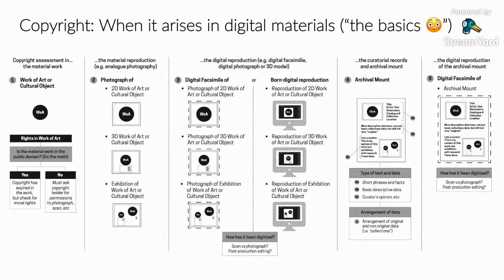So if we look at the right, these are mainly in reference to archival mounts and curatorial records. So in other words, the analog data around the work. And depending on the type of data recorded, such as whether it's basic, descriptive, it expresses opinions, or even the arrangement of the data on the archival mount itself, there could be copyright in portions or the entirety of that mount. So then that has to be considered when we digitize and make that available.